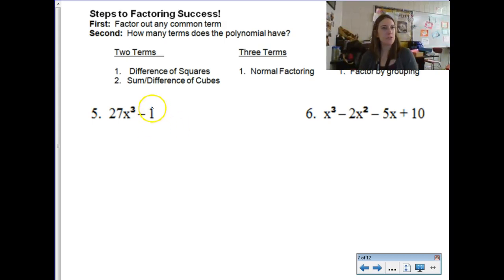All right, 27 and 1 do not have any common factors, so we must have a special pattern. It is the difference of, and these are cubic numbers. So this is the a to the third minus b to the third pattern again, which remember we're going to factor into.